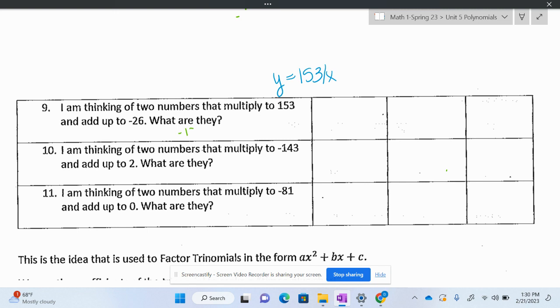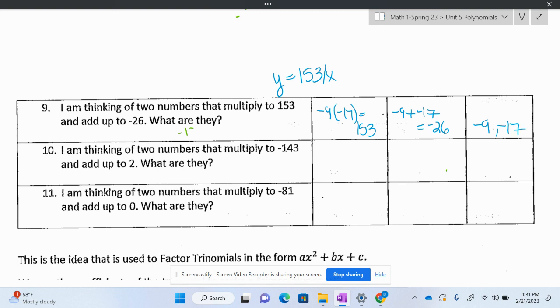So, Eli, what are some factors of 153? It's a positive 153, but their sum is negative. So that means probably both of them need to be negative terms. So what are some numbers that I can multiply together to get 153? Just list some of their factors. 9 and 17. Let's see. If I had a negative 9 times a negative 17, that's going to give me my positive 153. And negative 9 plus a negative 17 equals a negative 26. That will work. Numbers are negative 9, negative 17.